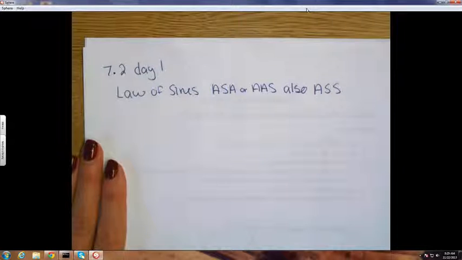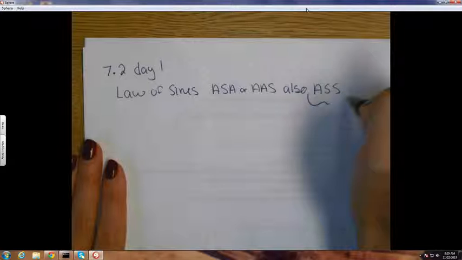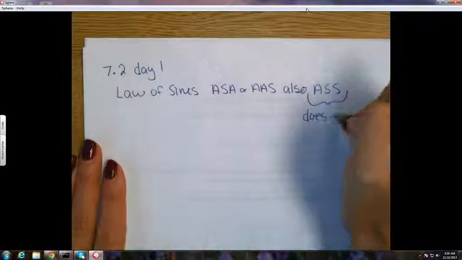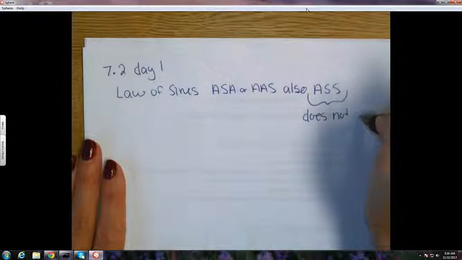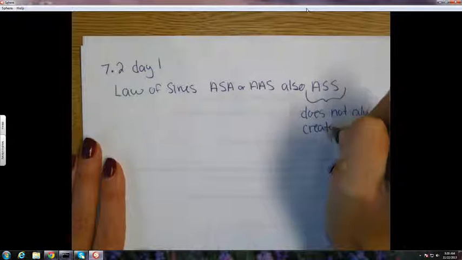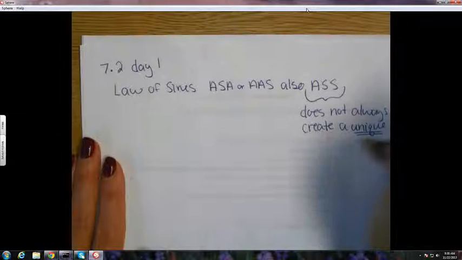We got to talk about angle, side, side for a little while before we can move on. Angle, side, side does not always create a unique triangle, which is why it wasn't one of your postulates back in geometry. Unique meaning one and only one triangle.